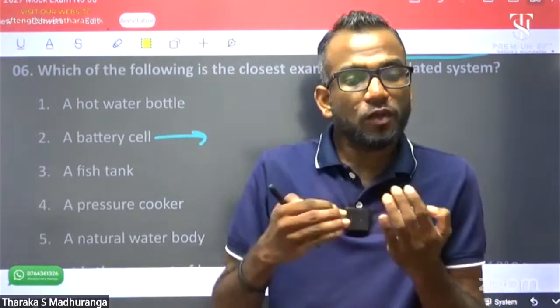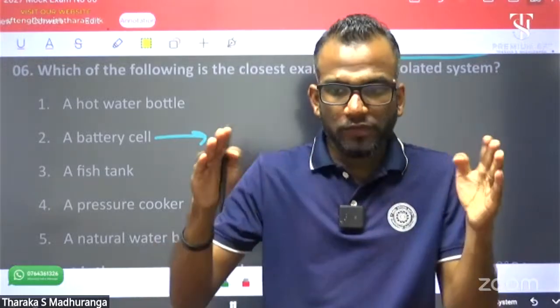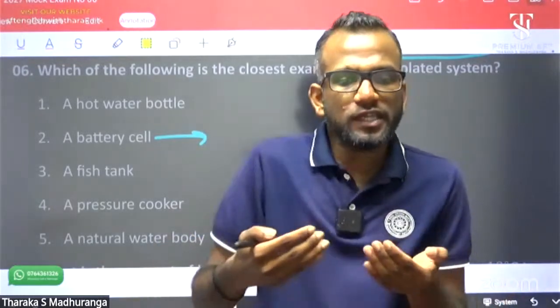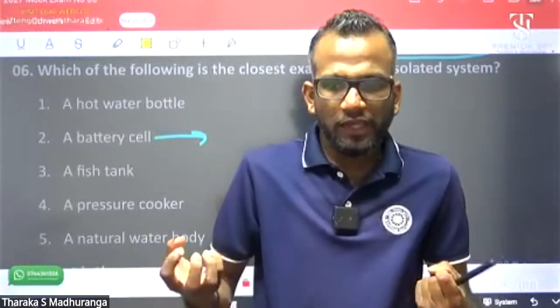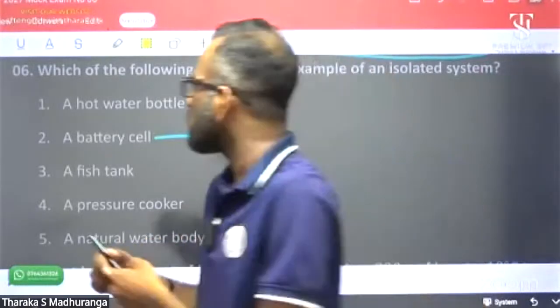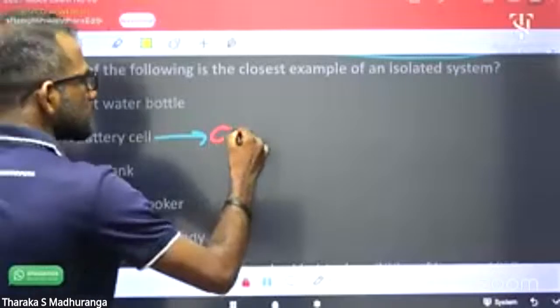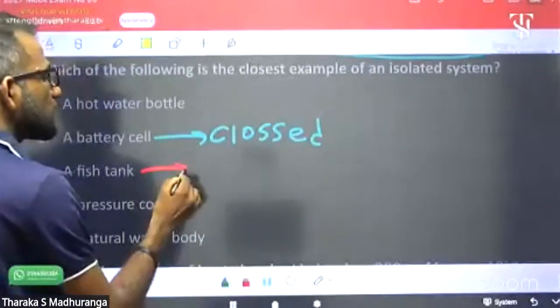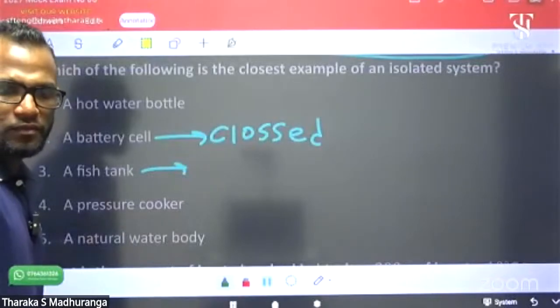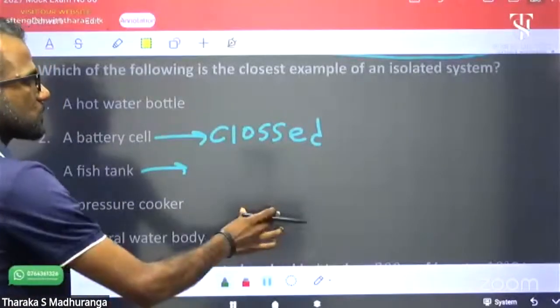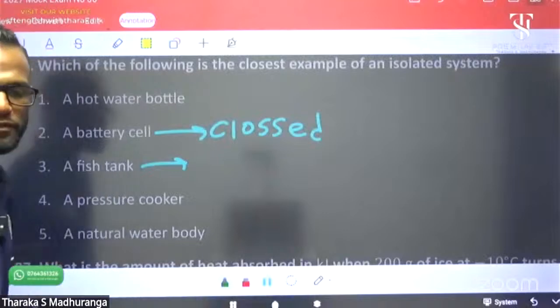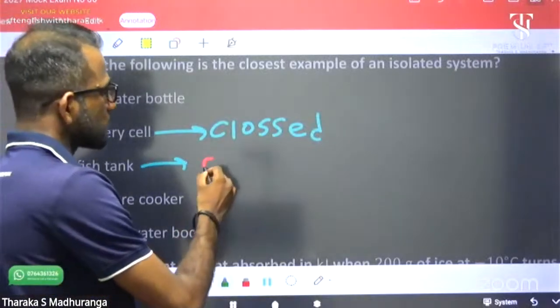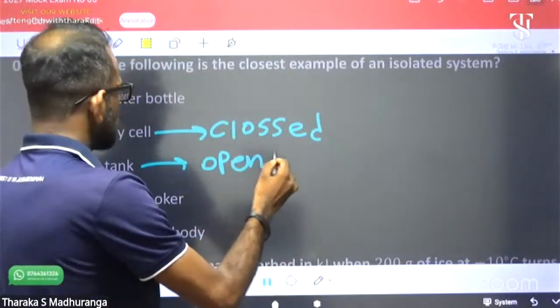Yes, it is a closed system. The battery is fully sealed, and only energy is exchanged, it is heated, no? Heating means it's only energy exchange, so it is a closed system. A fish tank. Fish tank, which type of system? It is an open system.